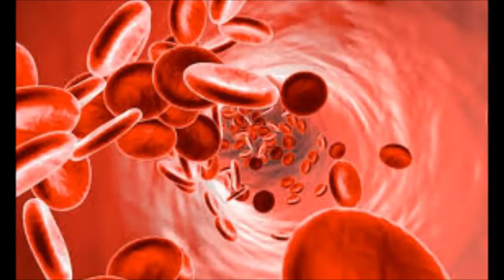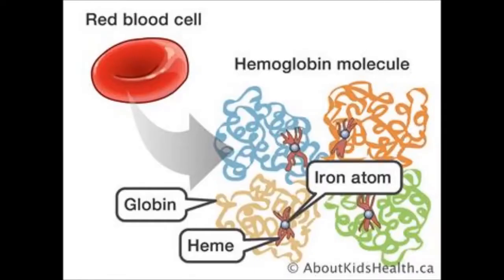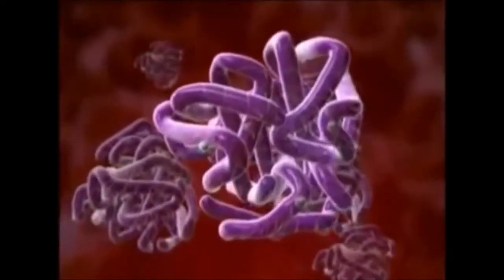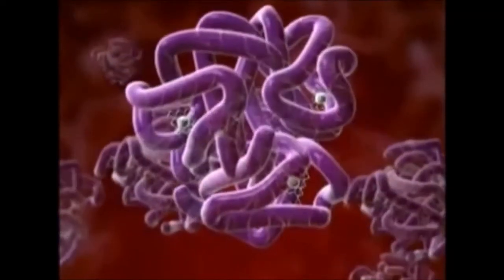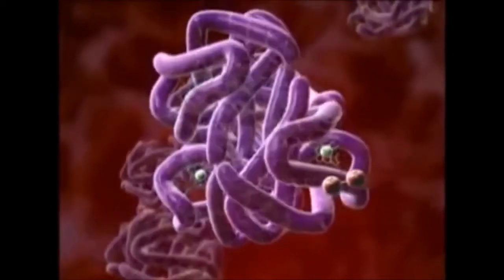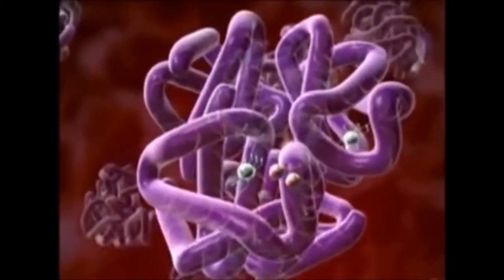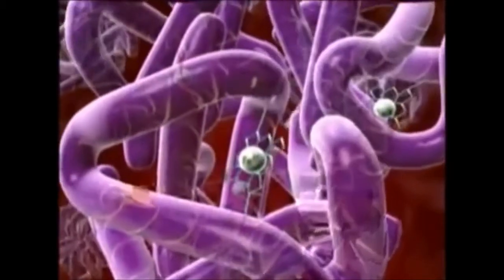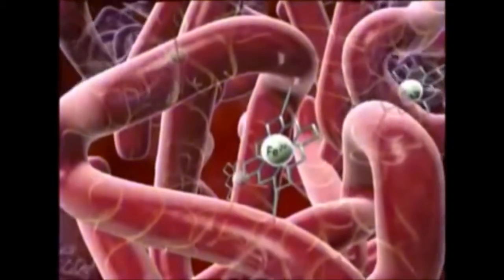Let's begin. The surface of the red blood cells is composed of hemoglobin, and each hemoglobin molecule consists of 4 polypeptide chains called globins, and 4 nitrogen-containing disc-shaped organic pigment molecules called hemes. In the center of each heme group, there is 1 atom of iron, which can combine with 1 molecule of oxygen. And since each hemoglobin molecule consists of 4 heme groups, it can thus combine with 4 molecules of oxygen.